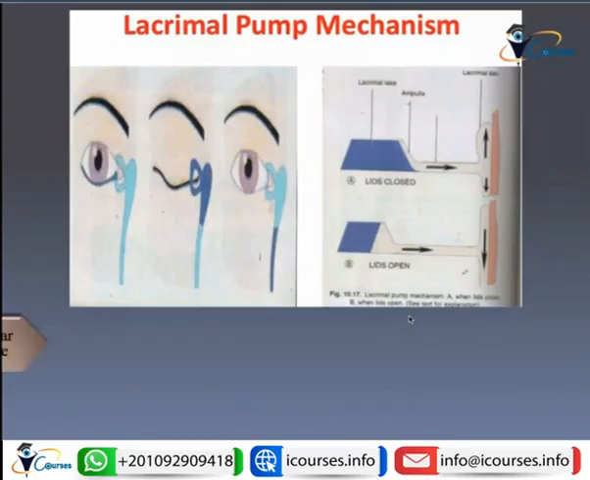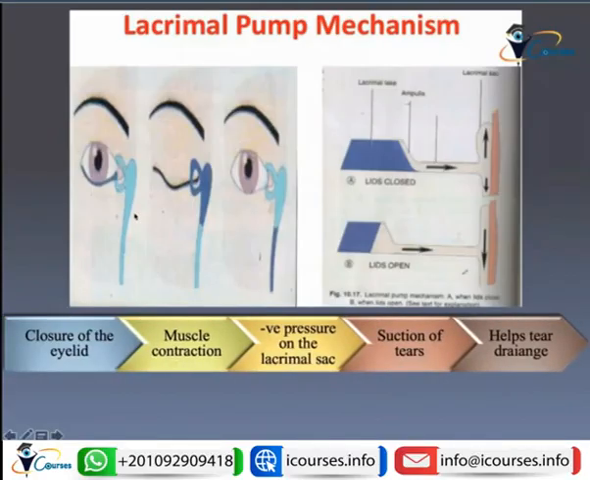And how is this possible? For the first instance, when we are closing the eyelid, we are causing contraction of the muscle. So the muscle of Horner will contract, leading to creation of negative pressure in the lacrimal sac. This negative pressure will suck the tear film from the palpebral fissure into the lacrimal sac.